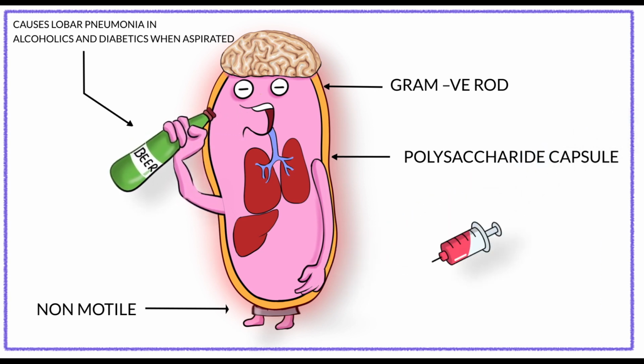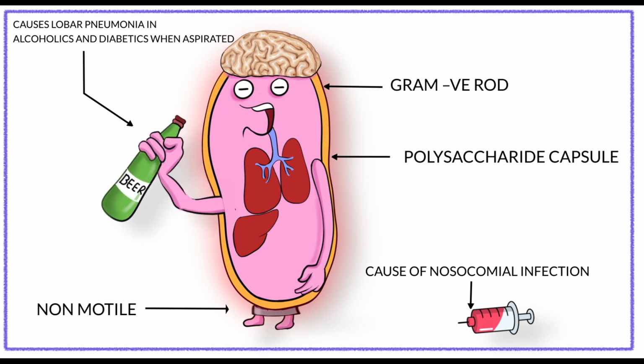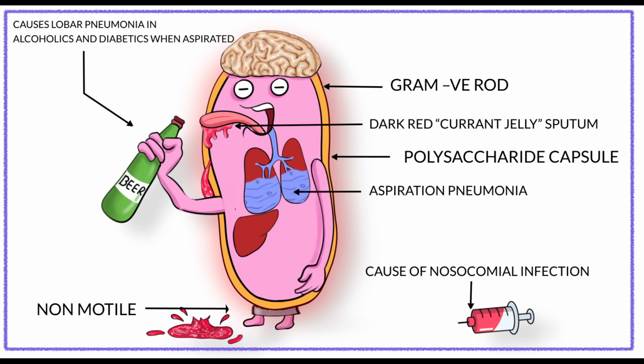Next point, you should remember that it can cause nosocomial infection or hospital-acquired infection. Next important point is dark red currant jelly sputum, which is a characteristic finding of Klebsiella infection. It can cause aspiration pneumonia and liver abscess.